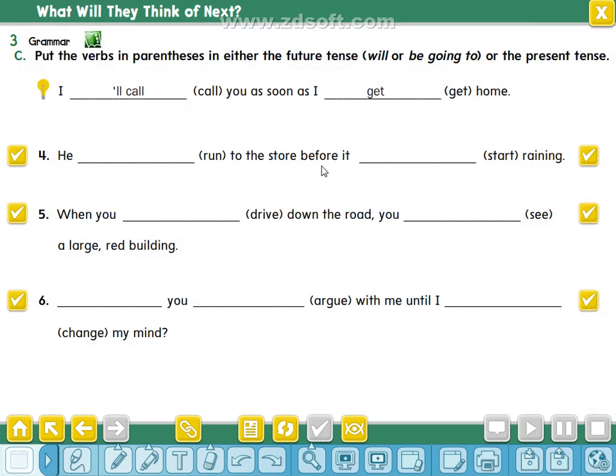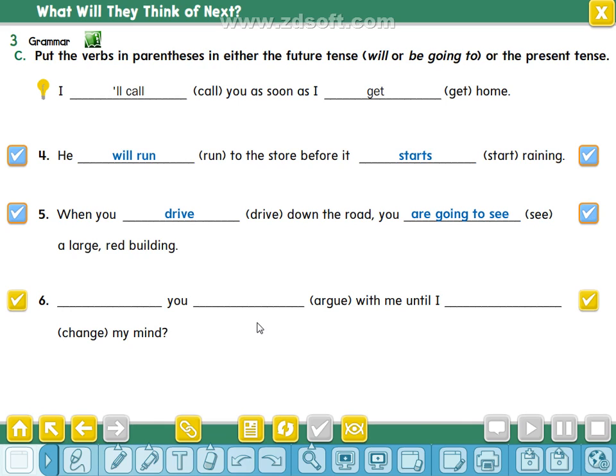He blank to the store before it raining. Before is followed by the present simple and preceded by the future with be going to or will. So we can say that he will run to the store before it starts. Yes, starts. Here we use the first form of the verb and we add s to the main verb because the subject is it. When you drive down the road, you see a large red building. Yes, after when we use the present simple. Yes, when you drive, you are going to see or will see. Are you going to see?